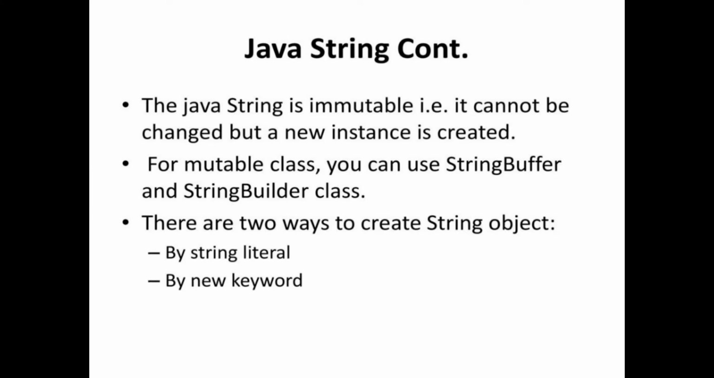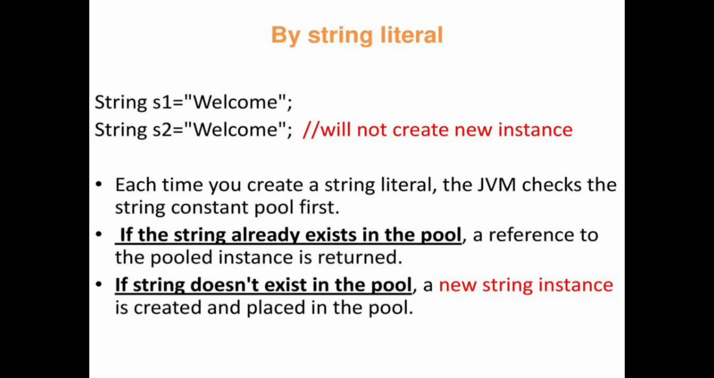This Java string is immutable, that is, it cannot be changed, but a new instance is created. For a mutable class, you can use the StringBuffer and StringBuilder classes. There are two ways to create a string object: by string literal or by the new keyword.